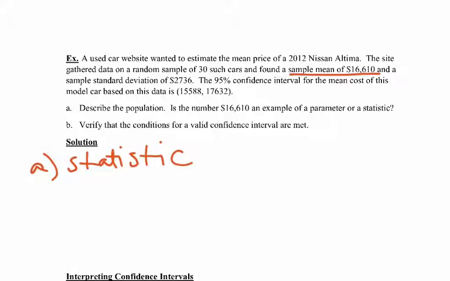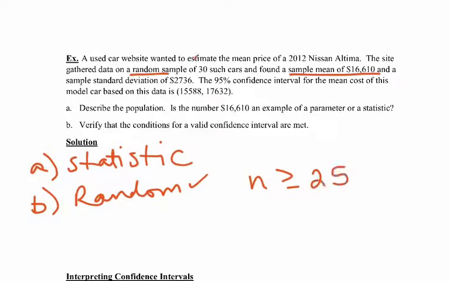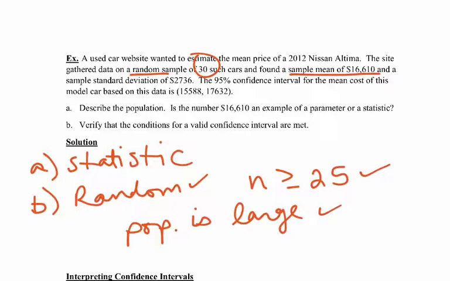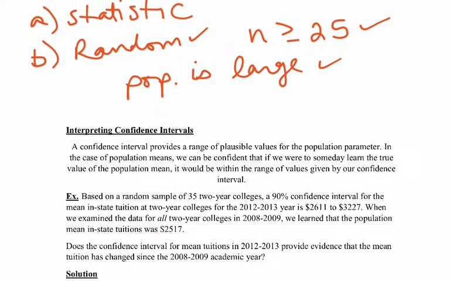Part B says verify that the conditions for a valid confidence interval are met. Okay, so they told us that it was a random sample. So that was the first condition. The sample size is greater than 25 because it was 30, so we are good to go there. And then I think it's safe to assume that the population is large enough that there's more than 10 times 30 Nissan Altimas in the country. So the central limit theorem conditions are certainly met.